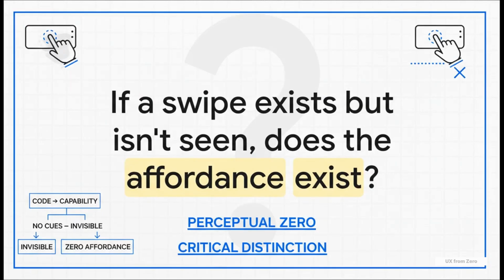And this question just nails the whole concept, doesn't it? Think about it. Sure, the developer coded the swipe gesture, so technically, the affordance exists. But if there's no clue, no signifier telling the user they can swipe, then to them, it's invisible. It simply doesn't exist. Getting that distinction is everything.